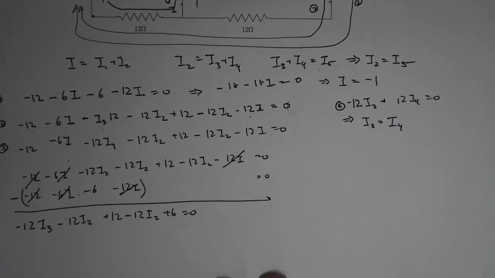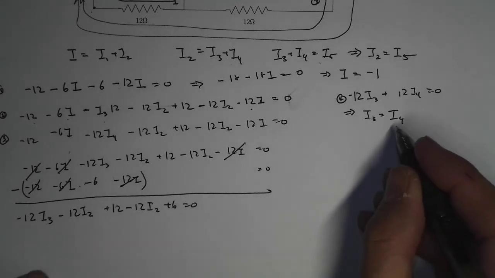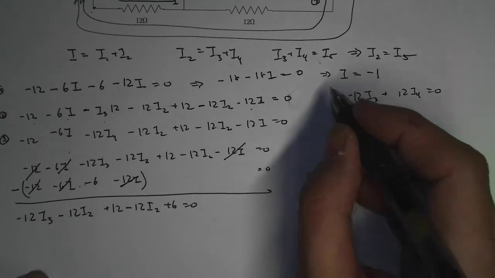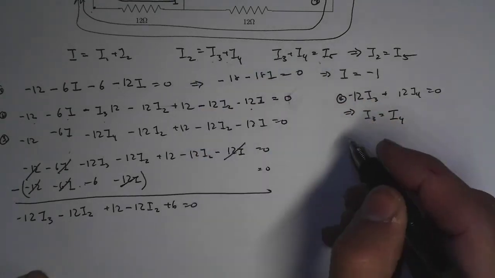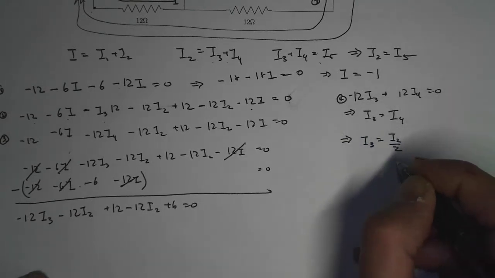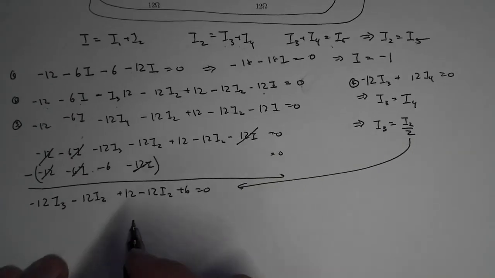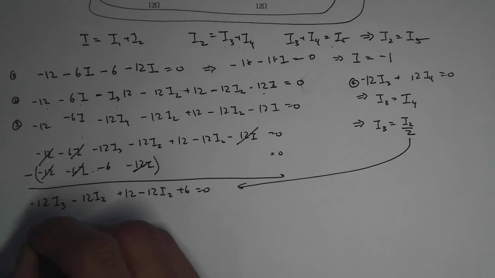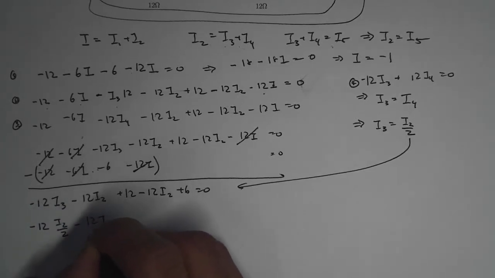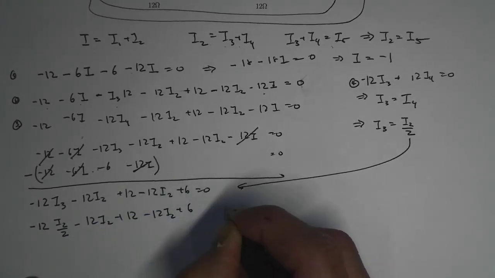Okay, that's very nice. Now let's try to finish this off. Because i3 equals i4, I know that i2 is equal to i3 plus i4. So this means that i3 is equal to i2 over 2. Take this and stick it into here. So let's put this together: minus 12 i2 over 2 minus 12 i2 plus 12 minus 12 i2 plus 6.